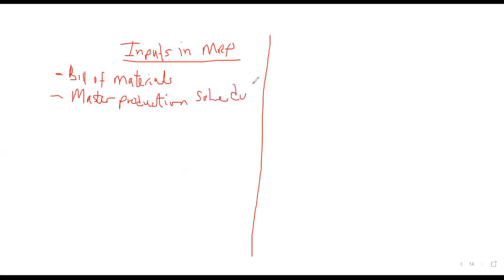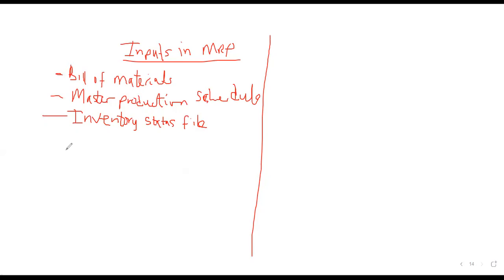So we have the master schedule here. Of course, we have also the inventory status file. So these are the inputs in MRP. Okay, so just these ones.